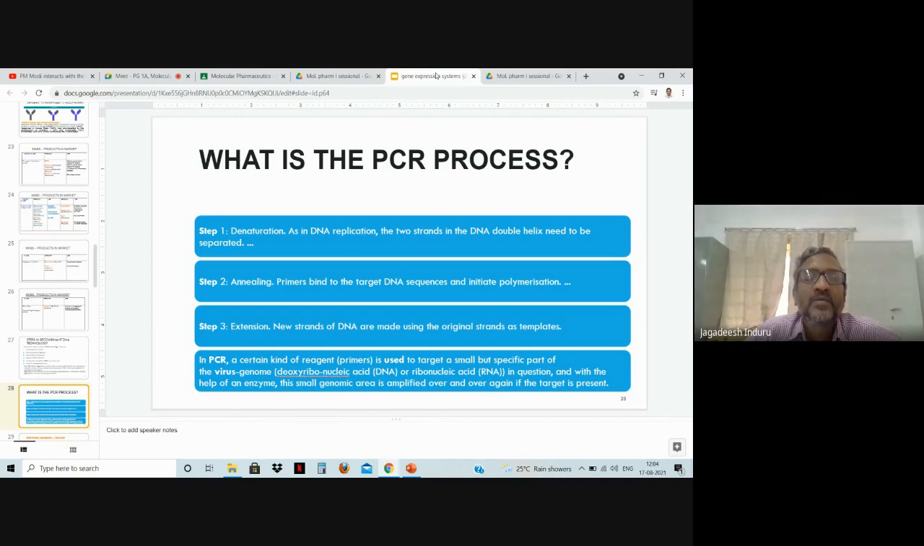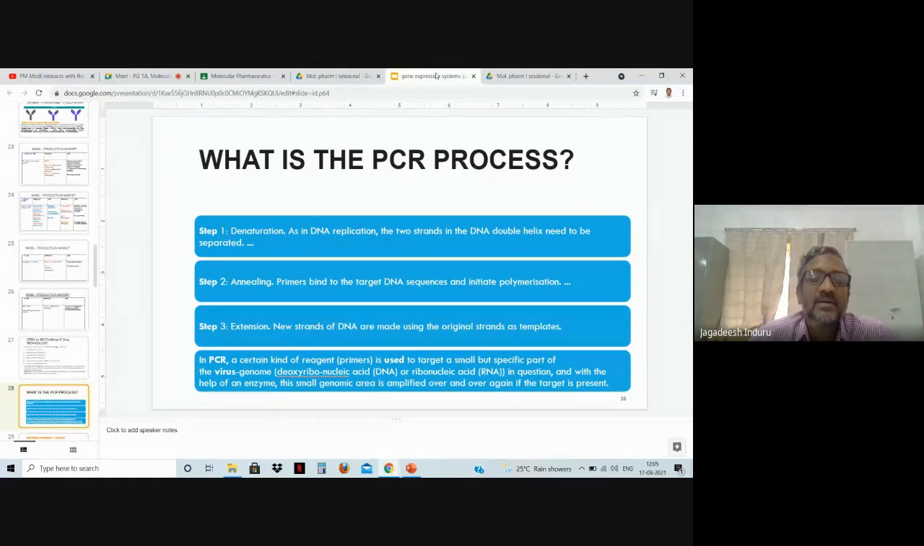In this PCR process, there are 3 steps: denaturation, annealing, and extension. In denaturation, as in DNA replication, the 2-strand DNA helix has to be separated; unwinding of the DNA takes place. Then in annealing, the primers bind to the target DNA sequences and initiate polymerization, so that you get an opposite corresponding strand prepared on the denatured DNA. That means the helix is separated, so from 1 DNA you will get 2 DNA moieties.